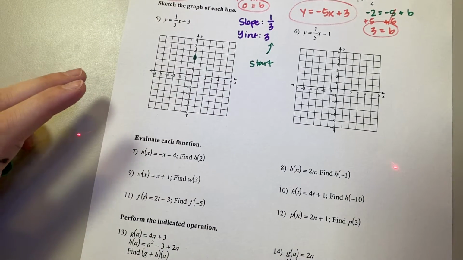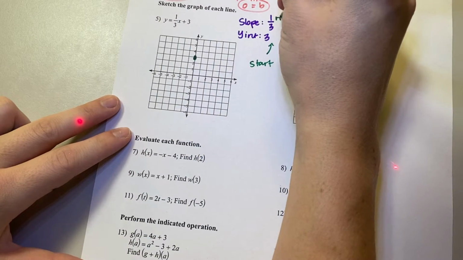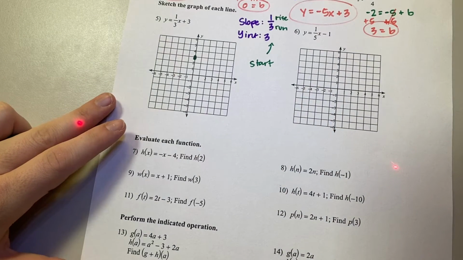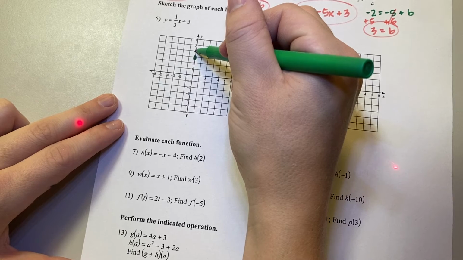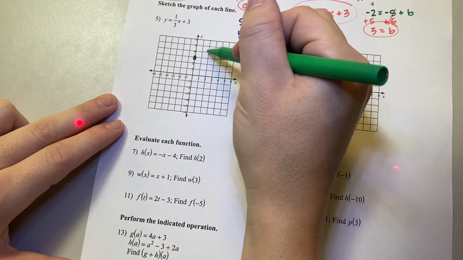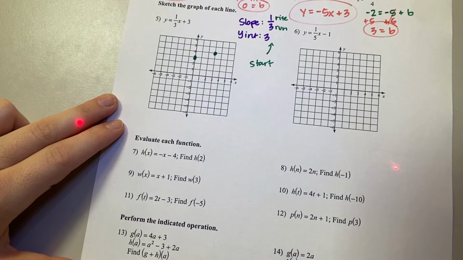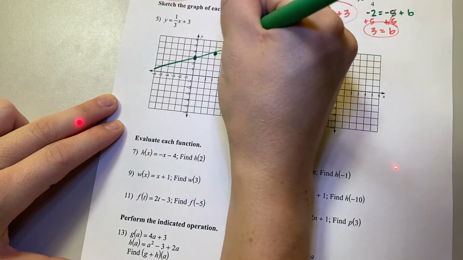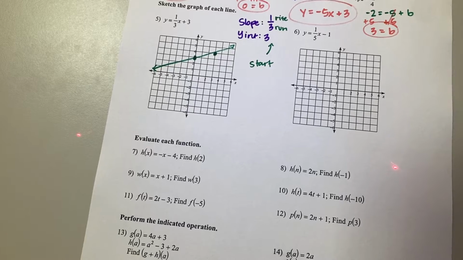Okay, now we need to use our slope to count to our next point. Remember, it's always rise over run. So in this case, we're going to rise 1, up 1, run 3. 1, 2, 3. Okay, 2 points is all you need to create a straight line. Connect it, arrows on the end, and we're good.